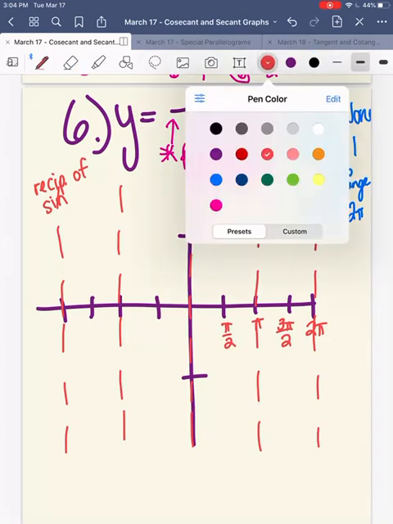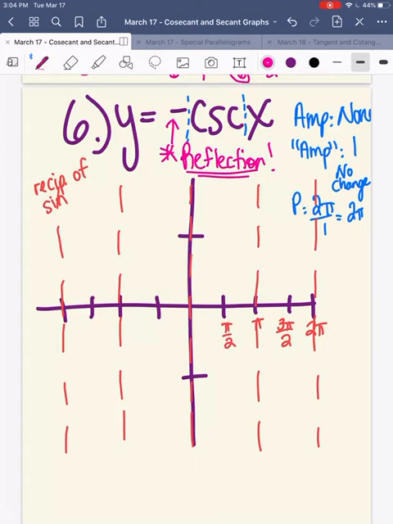But this has been reflected, so we have to do the opposite, okay? So what was up, let's use a different color. Let's use the pink, okay? Instead of going up on the right, we want to go down on the right. And instead of going down on the left, we want to go up on the left. Does everybody kind of get that? All right. And then we're going to go up and then down.